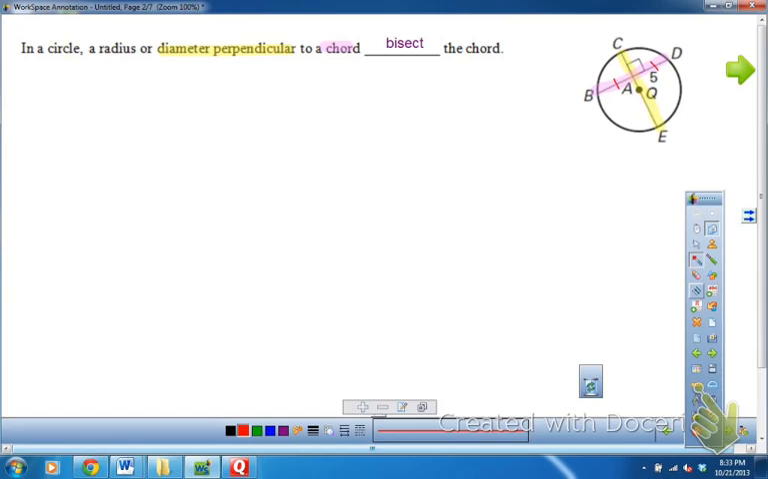So we have BA is going to be congruent to DA. So if I were to ask you what is the length of BA, since you know that it is going to be equal to DA, and DA is 5, then you therefore know that BA is also going to be 5.